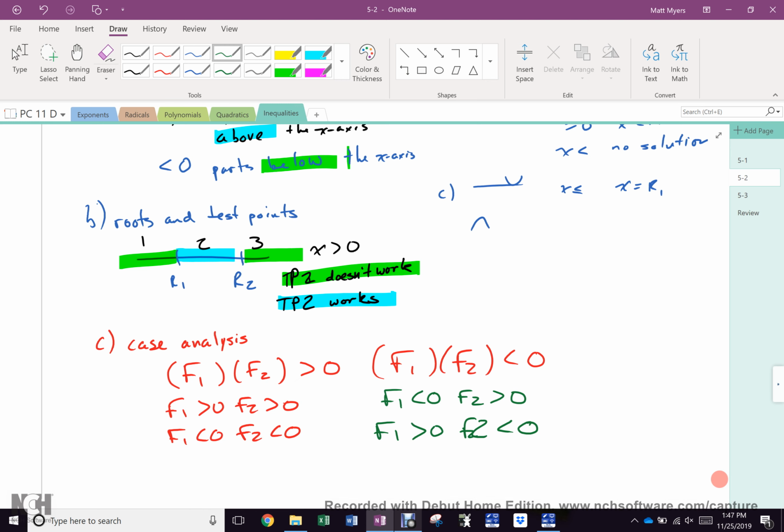I'll tell you right now, barring teaching you case analysis, I have never come across a time I have needed to use it when doing math. I have always been able to get by with either graphing it or the roots and the test points. Always. But it must have some use. Somebody must use it.